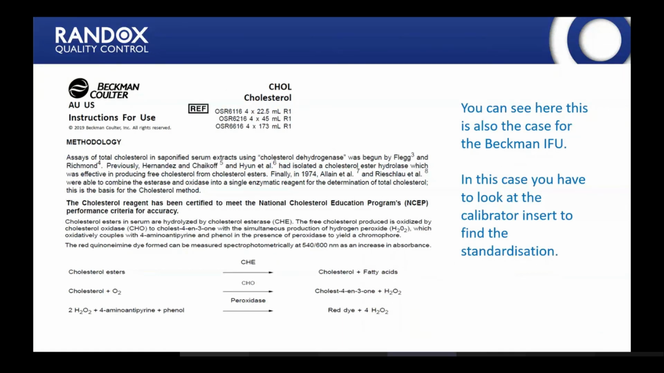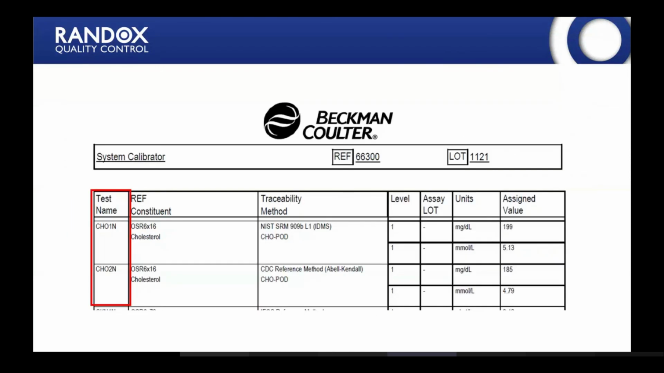In this case, for Beckman cholesterol, you have to look at the calibrator insert to find the standardization. It doesn't actually mention it within the kit insert itself. So once again, going to the system calibrator, we see IDMS and Abell-Kendall, similar to the example we just looked at.